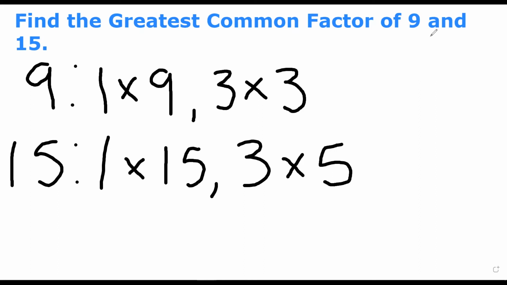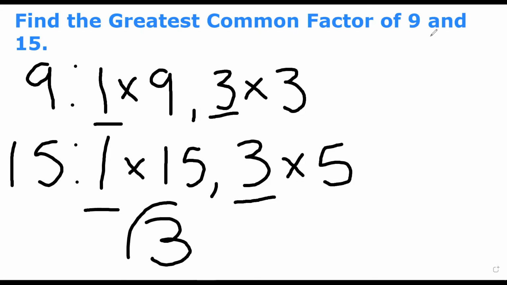I can see that both lists have the number 3 in common. They also both have the number 1 in common. However, since 3 is the larger number between 1 and 3, that means that 3 is the greatest common factor of 9 and 15.